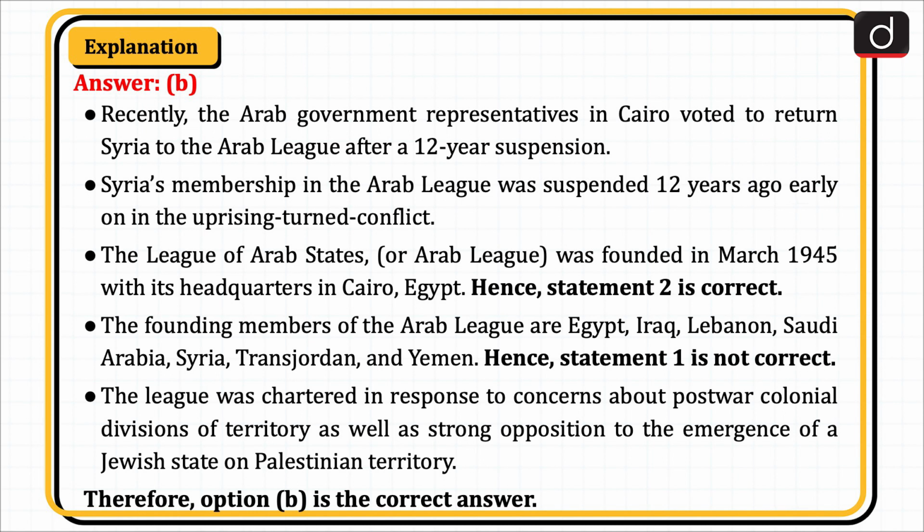The League was chartered in response to concerns about post-war colonial divisions of territory as well as strong opposition to the emergence of a Jewish state on Palestinian territory. Therefore, option B is the correct answer.